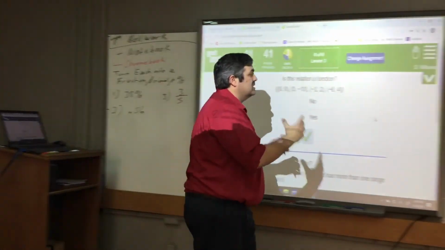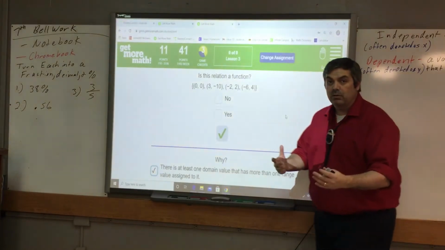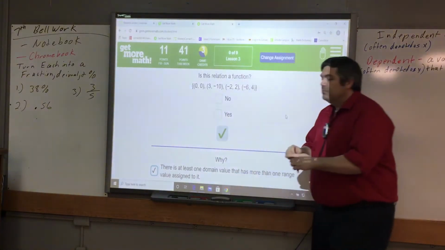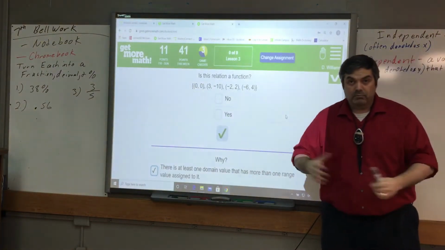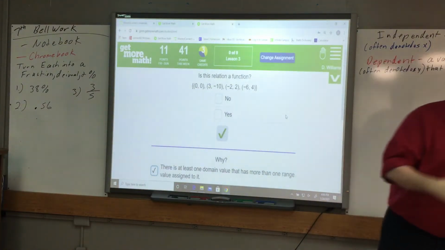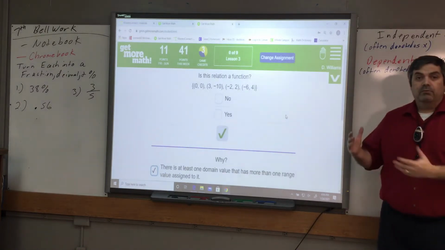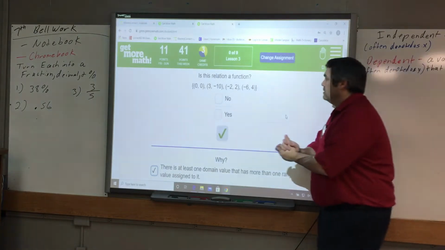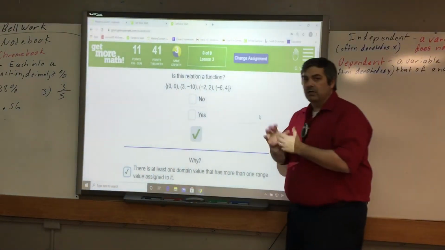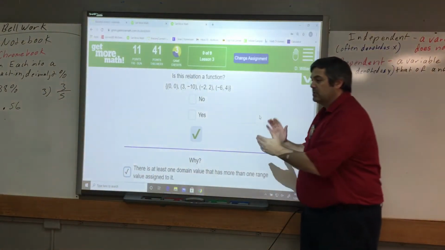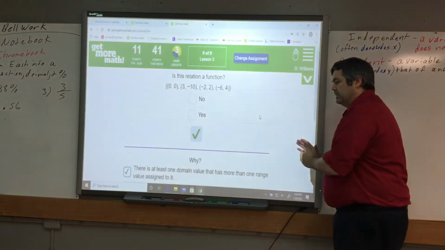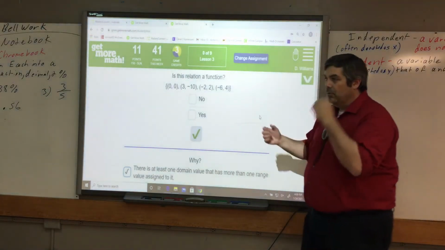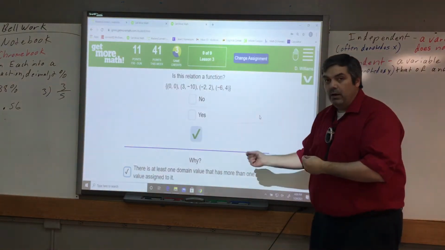So let's see what our work is going to look like. They're going to ask us, is this relation, this set of ordered pairs, a function? You guys know I'm big on the vocabulary because if you don't understand what we're talking about, it's hard to do the work. So is this relation, this set of ordered pairs, a function? Is it a special relation where each X has exactly one Y?